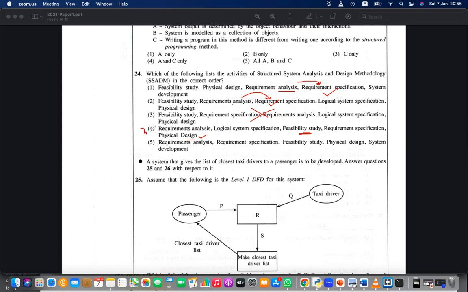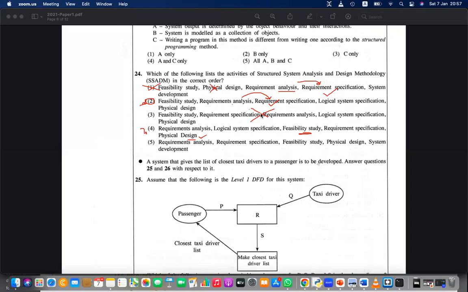Okay, let's keep that answer number 4. Feasibility study, physical design. No, this is wrong. So you can drop answer number 1. It is not the answer. Requirement analysis, requirement specification. That is okay. Analysis specification, okay. Logical system specification, physical design. Requirement specification and the system specification. Okay, this has some validity, but this is not a very good answer. But for the moment, we can go for this, right? For the moment. So let's see number.